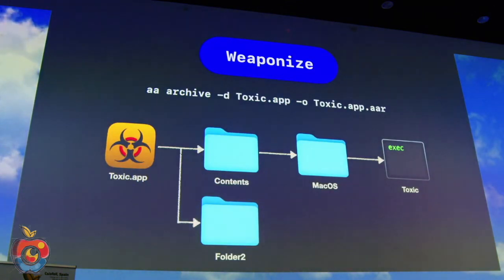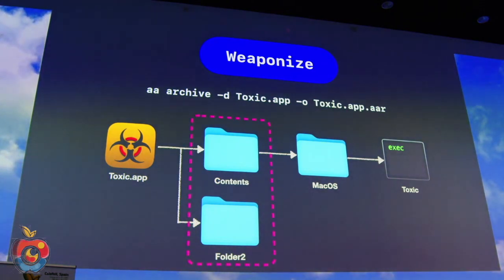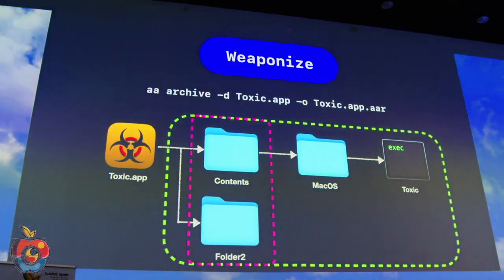So in our exploit, we have an application named toxic.app. We need to ensure that all the conditions for exploitation are satisfied in order to bypass Gatekeeper. So again, there should be two or more files or folders. Again, we have the contents. We'll add an additional arbitrary file named folder2. And next, we want to archive the contents within our application. We do not want the toxic.app to have a quarantine attribute.